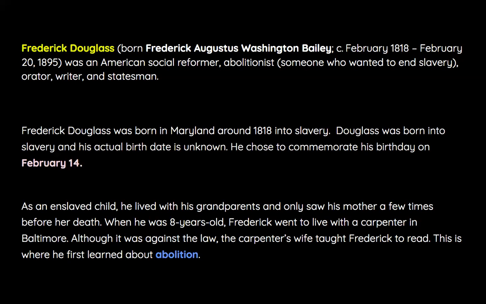As an enslaved child, he lived with his grandparents and only saw his mother a few times before her death. She was also an enslaved person. When he was 8 years old, Frederick went to live with a carpenter in Baltimore, Maryland. Although it was against the law, the carpenter's wife taught Frederick how to read. This is where he first learned about abolition. Abolition is the movement to end slavery.